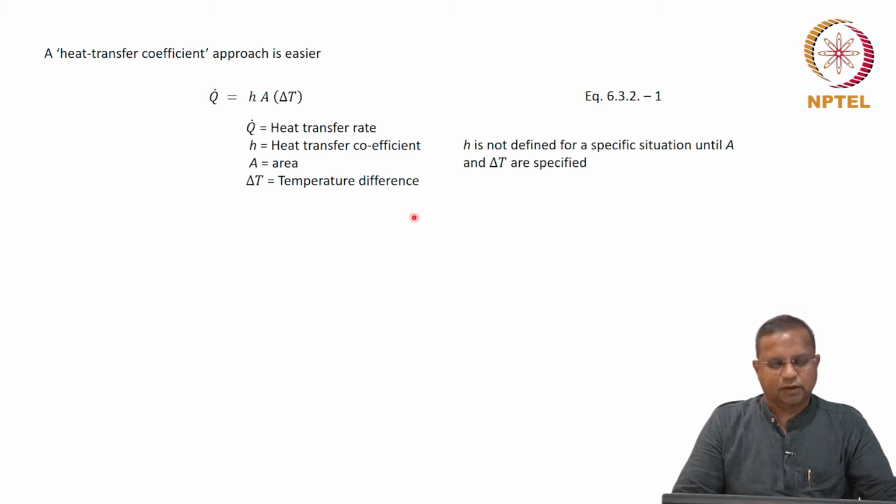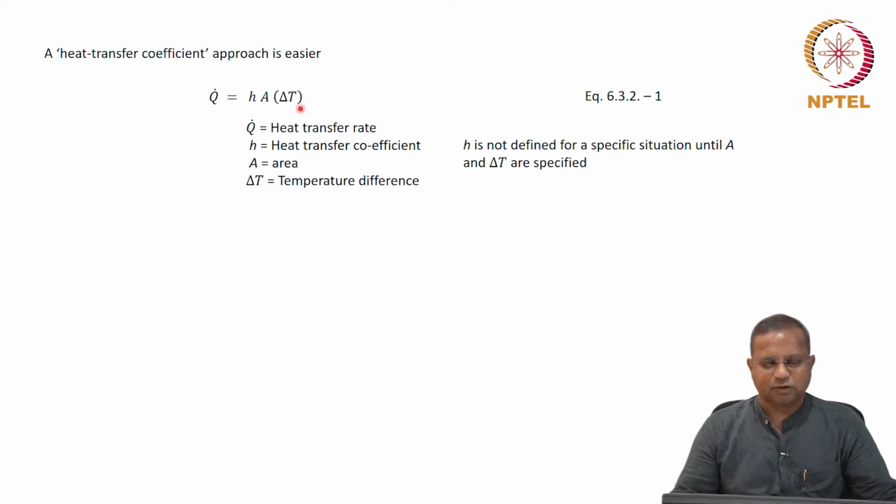Note that the heat transfer coefficient is not defined for a specific situation until the area and the temperature difference are specified. You need to say under these conditions of area, because there are various ways by which you can look at areas. There are various temperature differences that you can look at in a particular situation. The heat transfer is going to depend on those aspects.